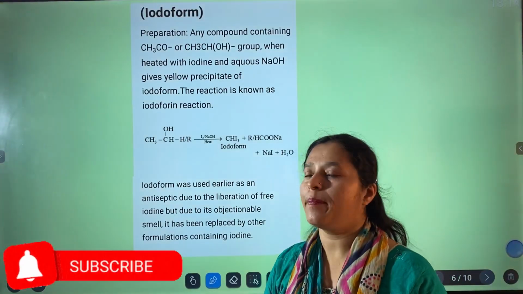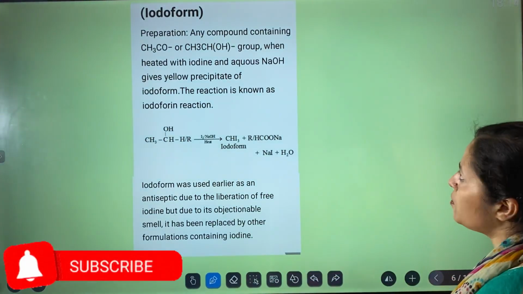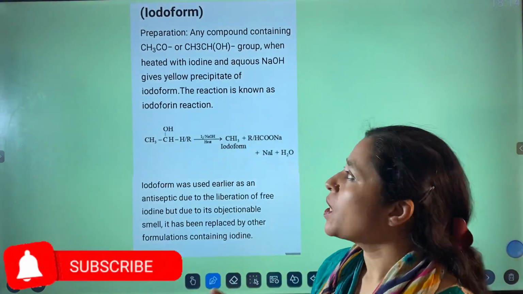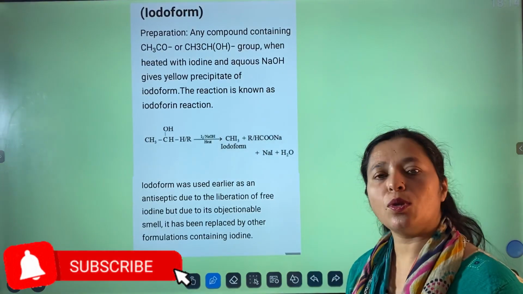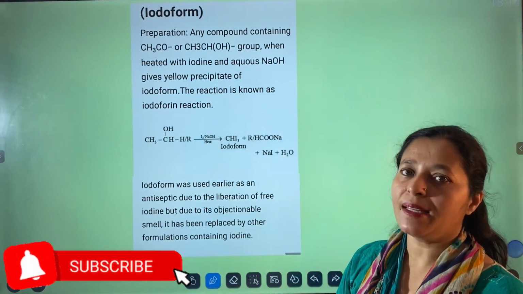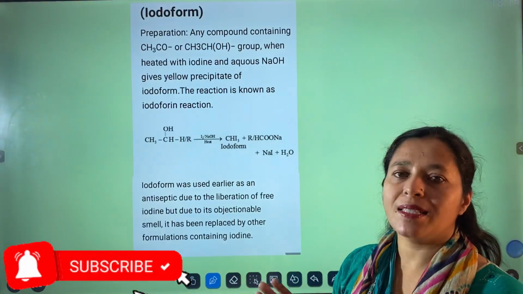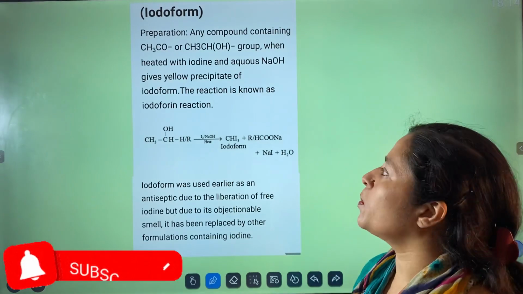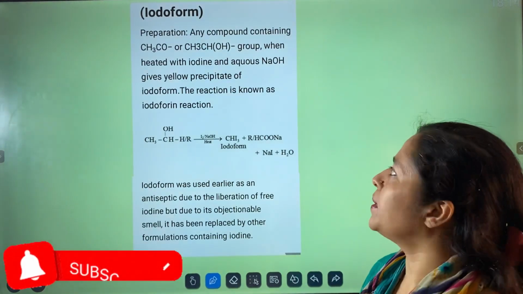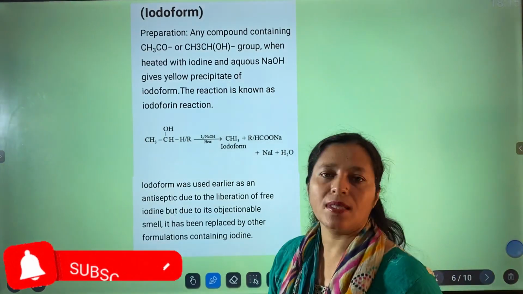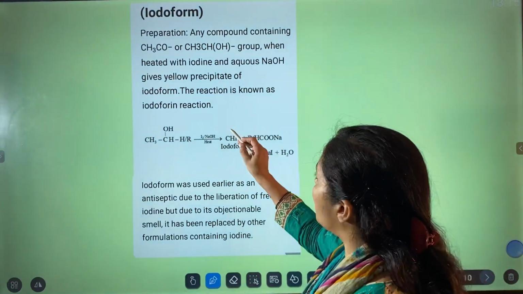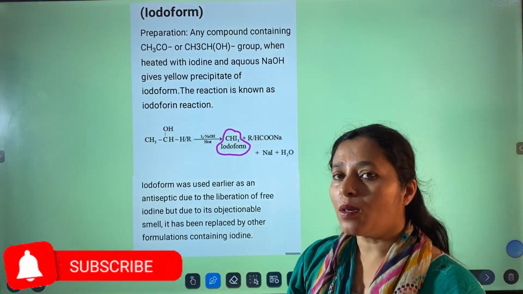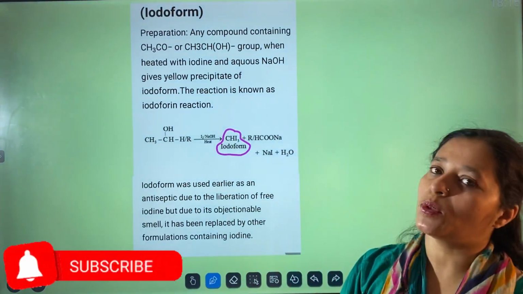Our next polyhalogen compound is iodoform. Any compound that contains the CH3CO group, and you know the CH3CO group is contained in ketones and aldehydes, or any compound having the CH3CHOH group, that is a secondary alkyl group, can react with iodine and aqueous NaOH. They give a yellow precipitate of iodoform. So remember the structure of chloroform and iodoform. In chloroform, you have 3 chlorine atoms attached to 1 carbon atom.